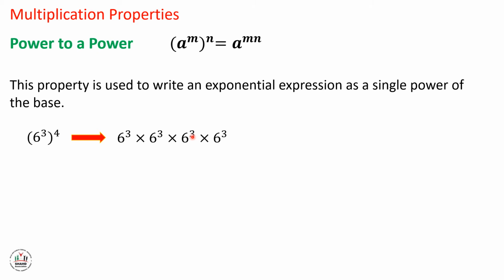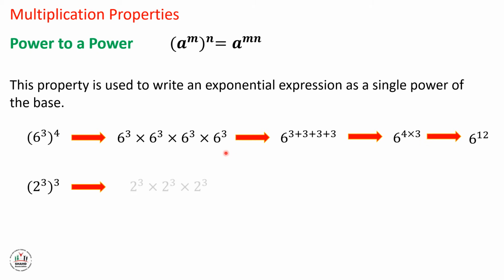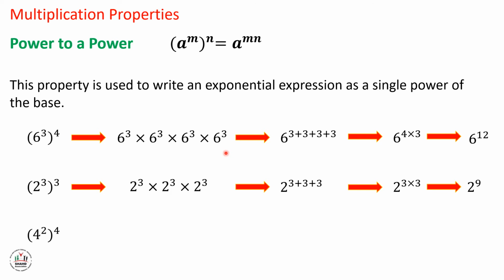We can use the first multiplication property and we can add the exponents because we have the same base. We can write 6 power 3 plus 3 plus 3 plus 3, which is equal to 3 times 4. So you can write it directly 6 power 4 times 3, or 3 times 4, which is equal to 6 power 12. Again, 2 power 3 to the power 3, we can write it directly as 2 power 3 times 3, which is equal to 2 power 9.